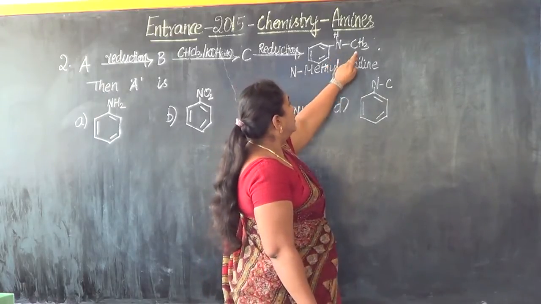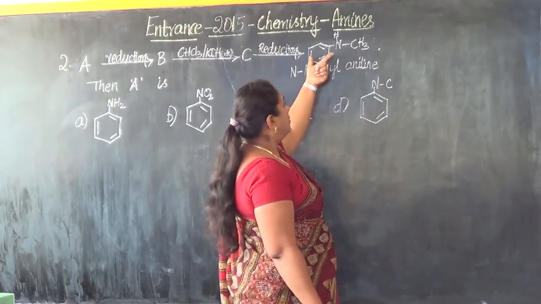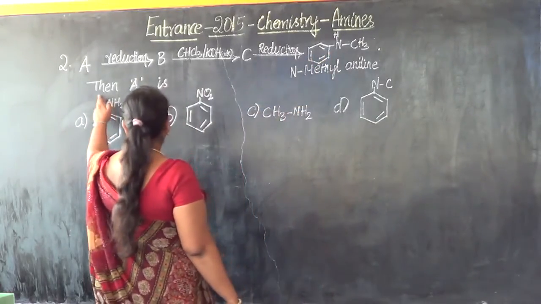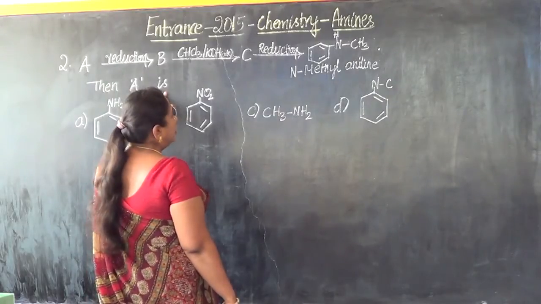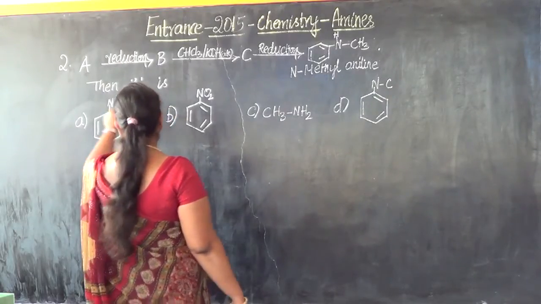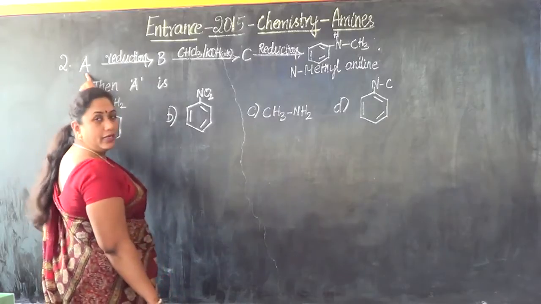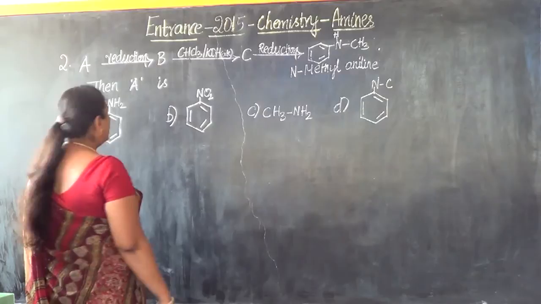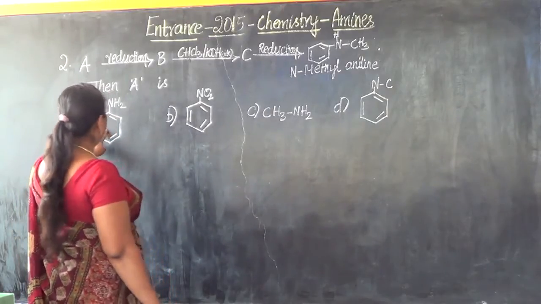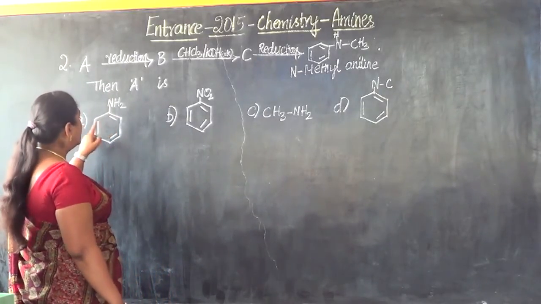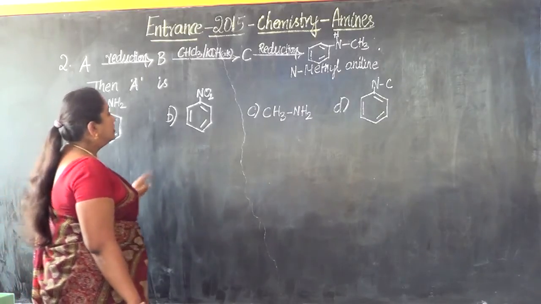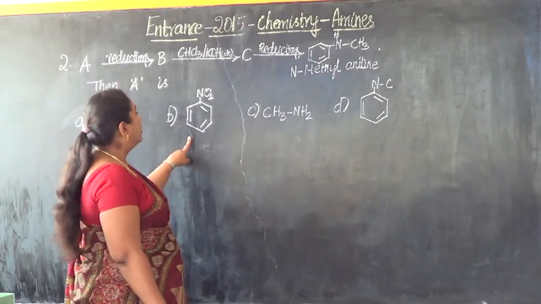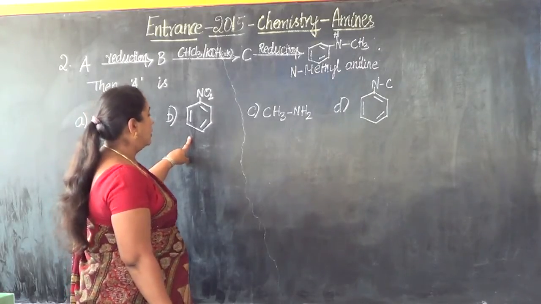You can see this N-methyl aniline, or N-methyl benzenamine. Now what is the question? We are supposed to recognize what our starting material A is. Let us look at all the options given to us. First option is aniline. Second option, what's the name of this? This is nitrobenzene.